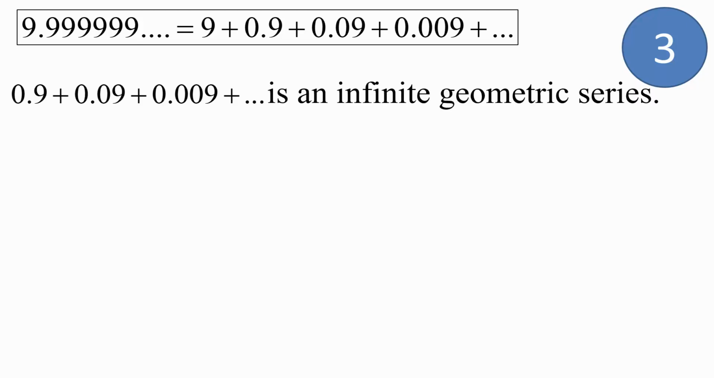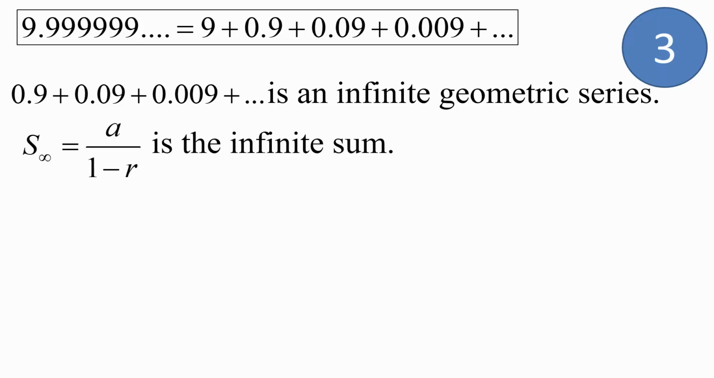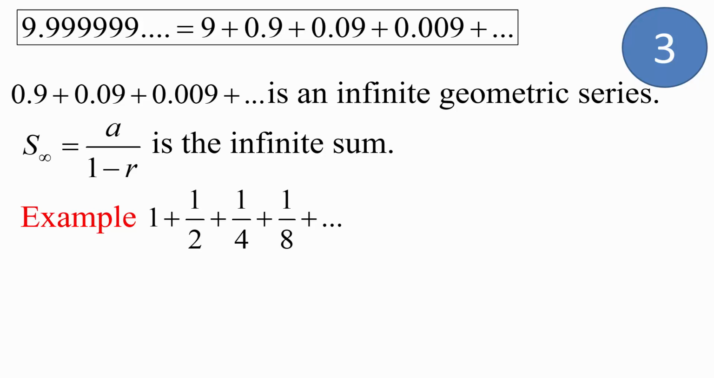The decimal parts are in fact the terms of an infinite geometric series. That means each term is obtained by multiplying the previous term by a fixed amount called the common ratio. And we have a formula that gives us the infinite sum of a geometric series, and there it is. S infinity equals a over 1 minus r, where a is the first term and r is the common ratio. Just as an example, let's apply that formula to this geometric series: 1 plus a half plus a quarter and so on.